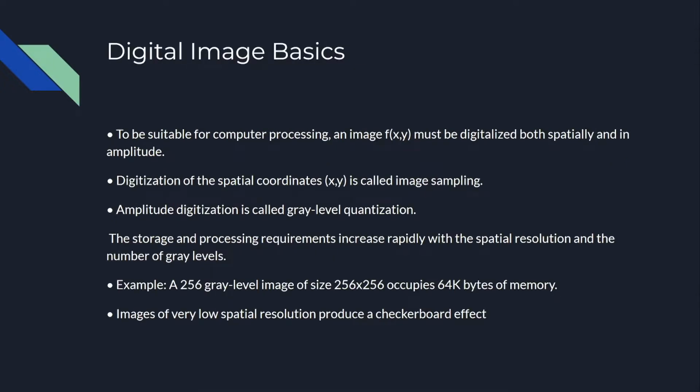Some digital image basics: to be suitable for computer processing, an image f(x, y) must be digitized both spatially and in amplitude. Digitization of the spatial coordinates x and y is called image sampling. Amplitude digitization is called gray level quantization. Because of the number of pixels, storage and processing requirements increase rapidly along with the spatial resolution and the number of gray levels. For example, a 256 gray level image of size 256 by 256 occupies about 64 kilobytes of memory. Images of low spatial resolution produce a checkerboard effect.